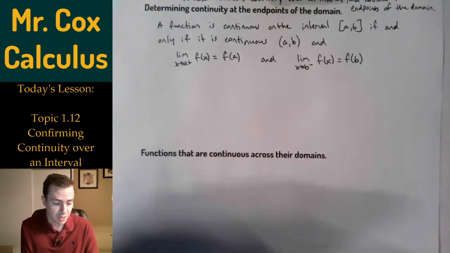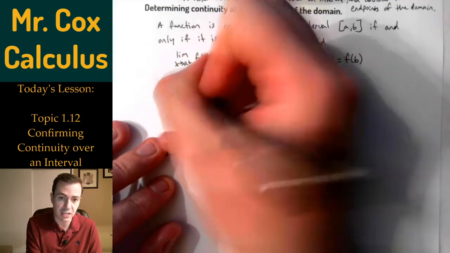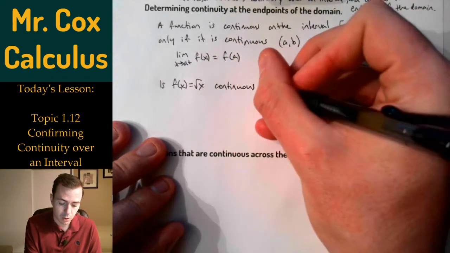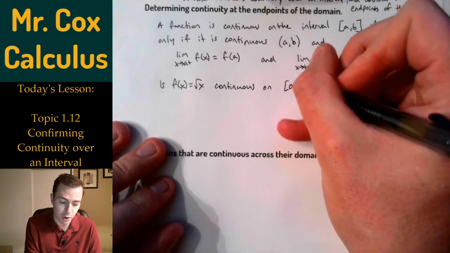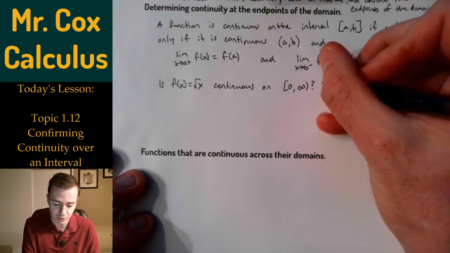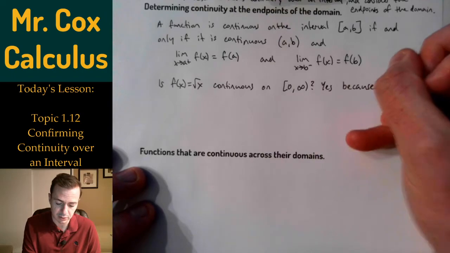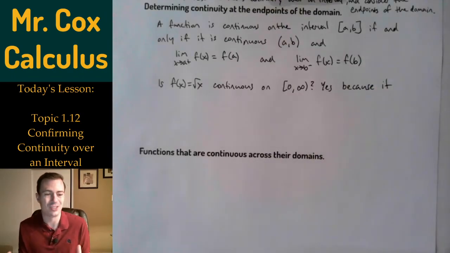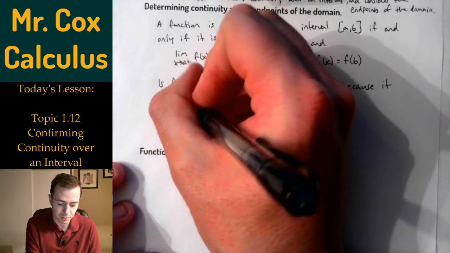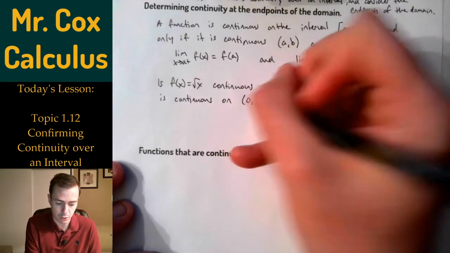So we go back to that question from the previous video. Is f of x equal to the square root of x continuous on the interval from 0 to infinity with 0 closed off there? And the answer is yes, because we can definitely say, and we can just apply our intuition from the graph, we can say it is continuous on the open interval 0 to infinity.